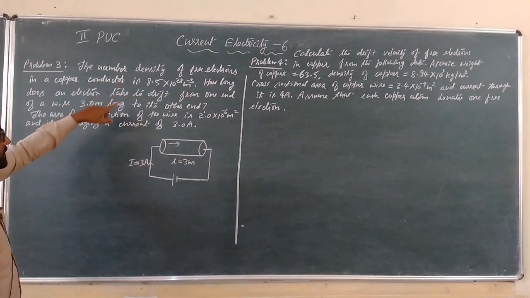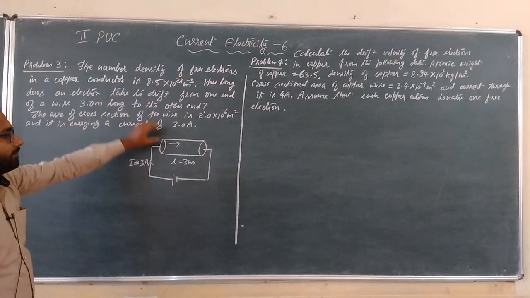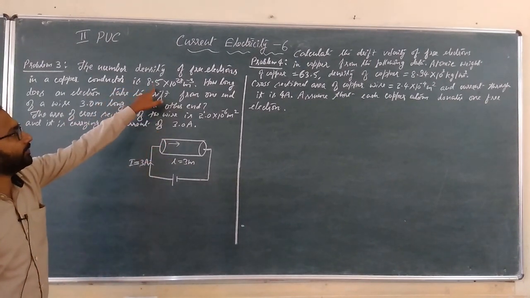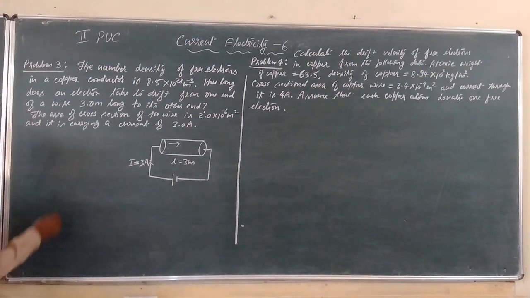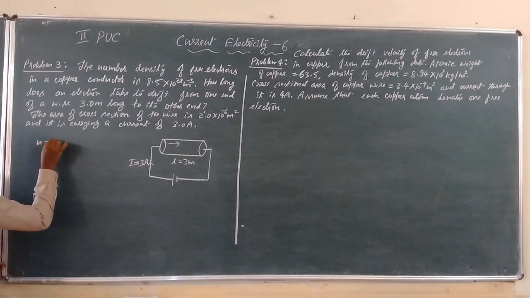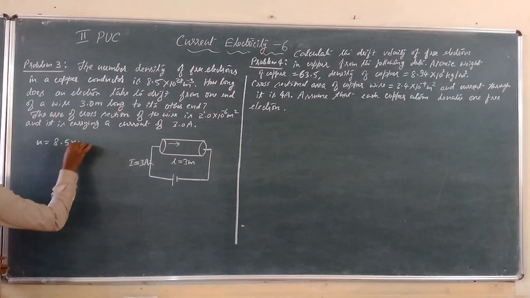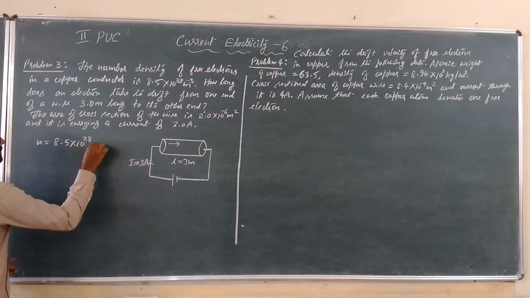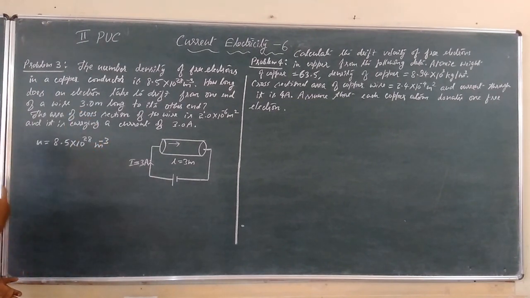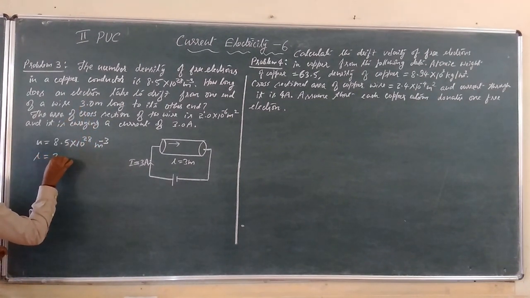Number density of free electrons is given. Number density means the number of electrons present per unit volume of the conductor. It is 8.5 into 10 to the power of 28 electrons per meter cube. So n, the number density, is given. The length of the wire, L, is 3 meter, and the current is given, it is 3 ampere.